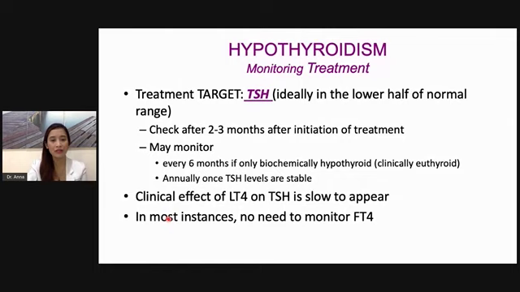You may monitor it every 6 months if only biochemically hypothyroid. No, but clinically the patient is not exhibiting any symptoms of hypothyroidism, therefore is clinically euthyroid. And once the TSH levels are stable, just check it once a year. Sometimes I just ask the patient to have their TSH levels checked. They text it to me, and then I advise them whether to increase or decrease their levothyroxine dose. They're very used to it already.